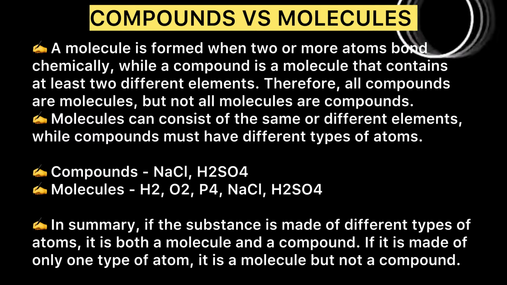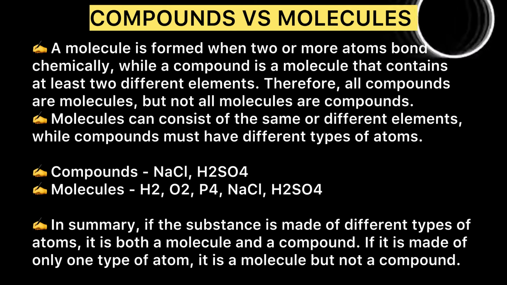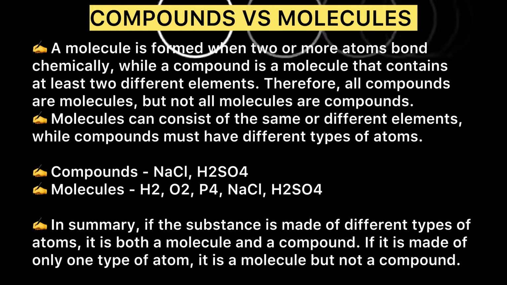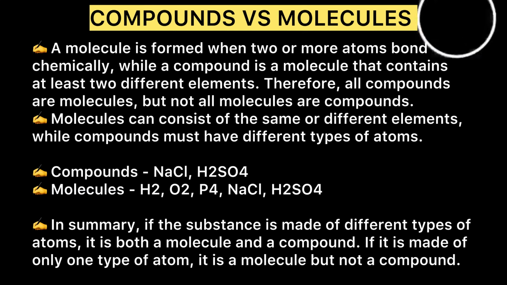For instance, let's use an example. NaCl is a compound. H2SO4 is a compound. Why? Because we have different atoms in these compounds. But for molecules, I cannot say that H2 is a compound, because I just have two atoms of hydrogen combined to form a hydrogen molecule. I cannot say O2 is a compound. I cannot say P4 is a compound. They are just molecules.